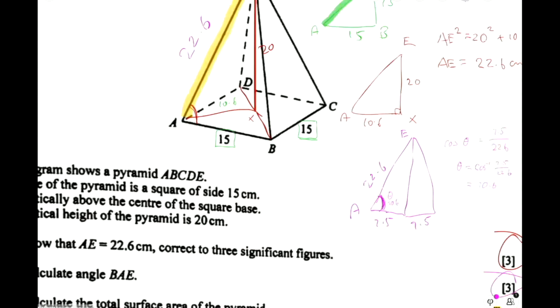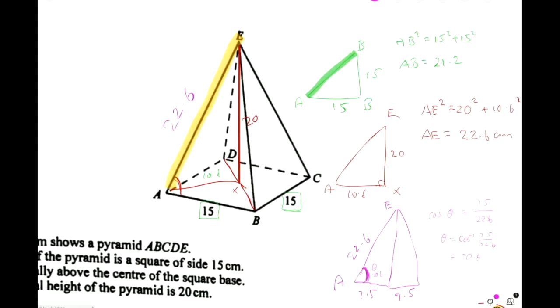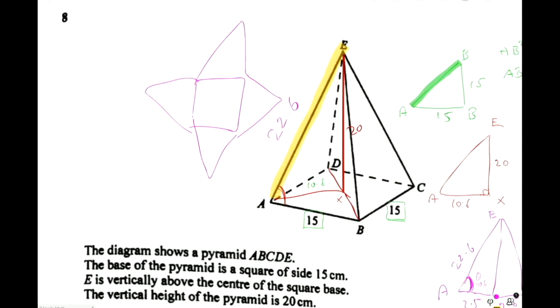Now to find total surface area, you have to find the net. Now the area of the net, the bottom is 15. So this is 15 times 15. This is 225. The square is 225.